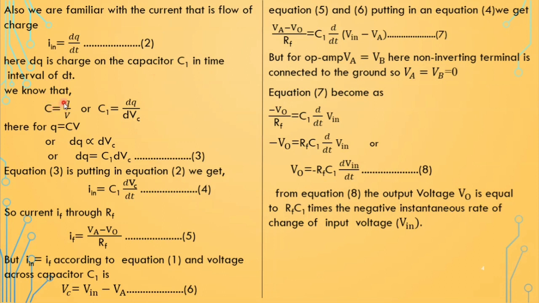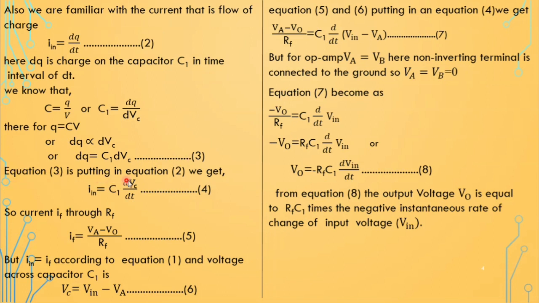We know that C is equal to Q by V, where Q is the charge, V is the voltage and C is the capacitance. Or C1 is equal to dq upon dVc, where Vc is the voltage across the capacitor. So Q is equal to CV. This C is the proportionality constant, so Q is directly proportional to V. So here also we can write dq is directly proportional to dVc, or dq is equal to C1 dVc, where C1 is the proportionality constant. This is our equation 3.